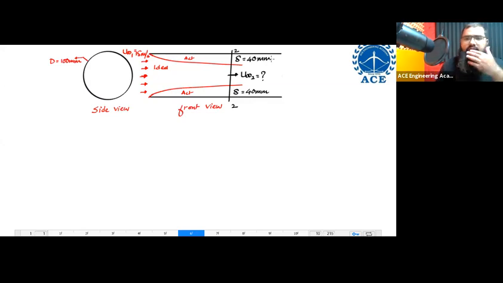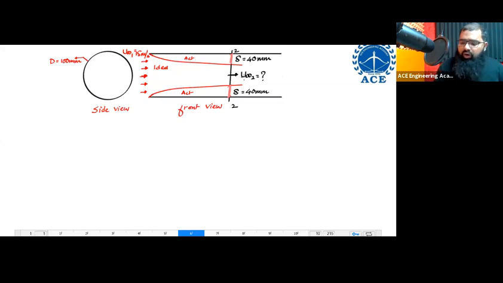It is equal to 40 mm. I hope you are following this. The boundary layer is going to have certain thickness, no? The thickness over here is equal to how much? 40 mm. Similarly, the thickness over here is equal to 40 mm.